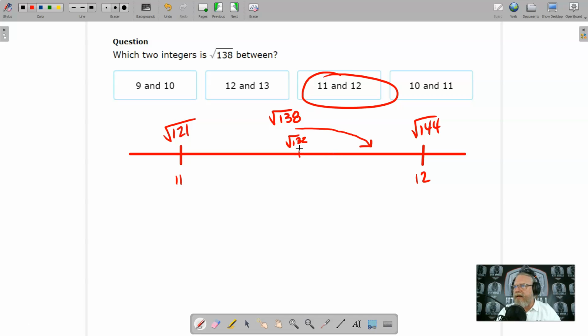But to be exact, 132 to 144 is a jump of about 12, so halfway through would be 6. Root 138 would fall right there, so this would be 0.75. So the square root of 138, just estimated, should be about 11.75. Here, just for fun, let's take the calculator there and check that. Root 138.